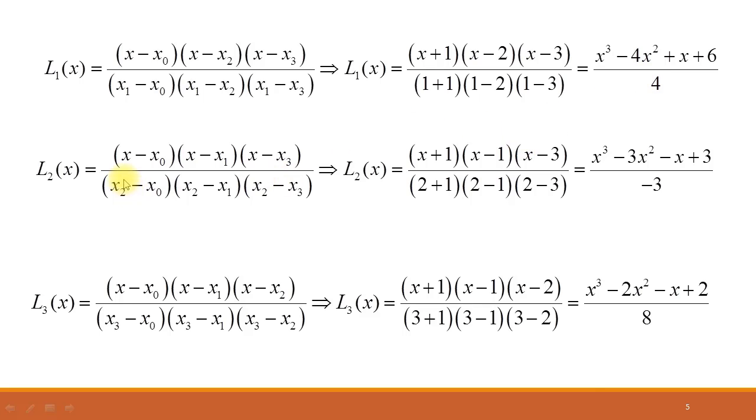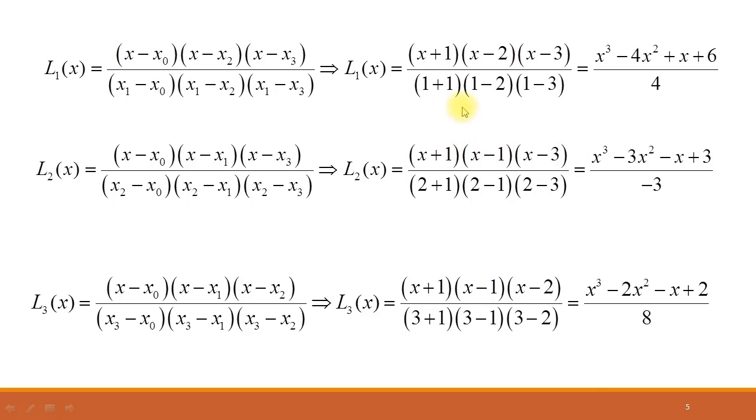Now to find L2, for L2 do not write x2 in the numerator, and subtract all remaining values of x from x. So x minus x0, x minus x1 and x minus x3, divided by the denominator, where we subtract all remaining x values from x2: x2 minus x0, x2 minus x1, x2 minus x3. Now since the value of x0 is minus 1, we get x plus 1, x minus 1 and x minus 3.